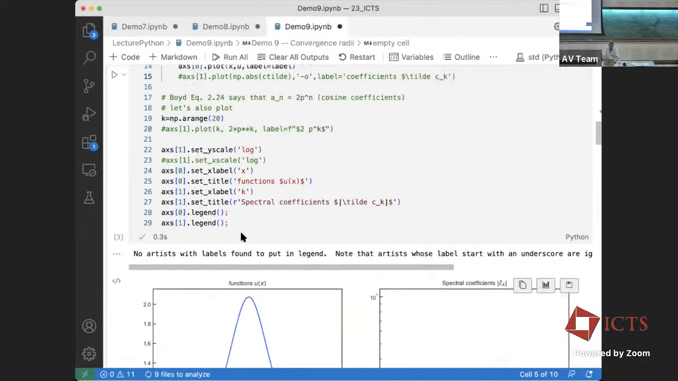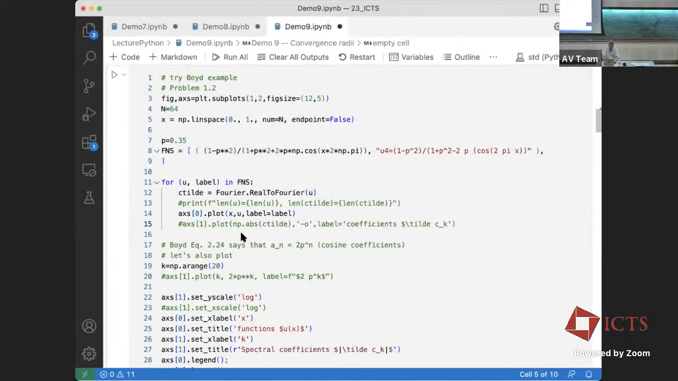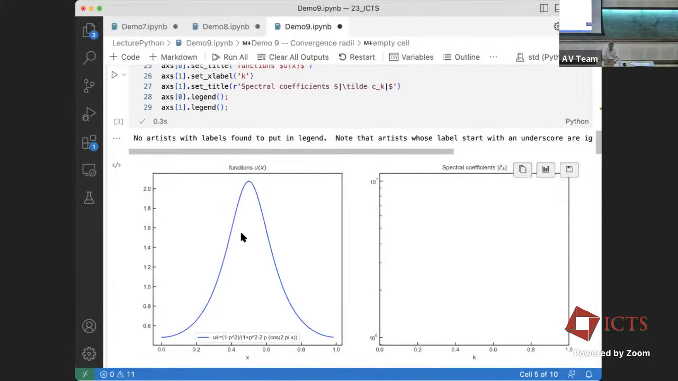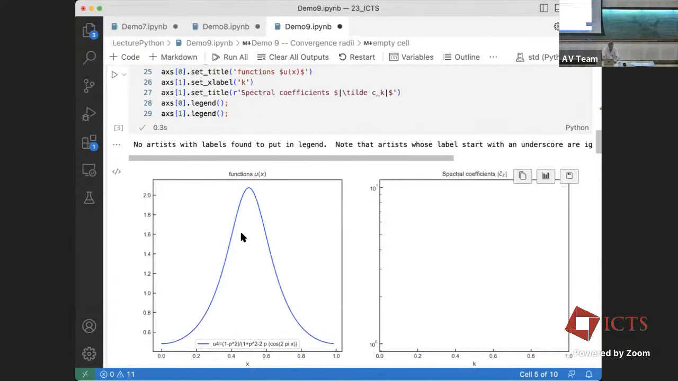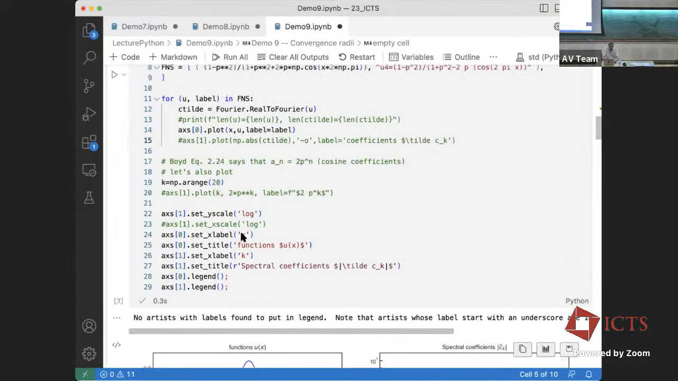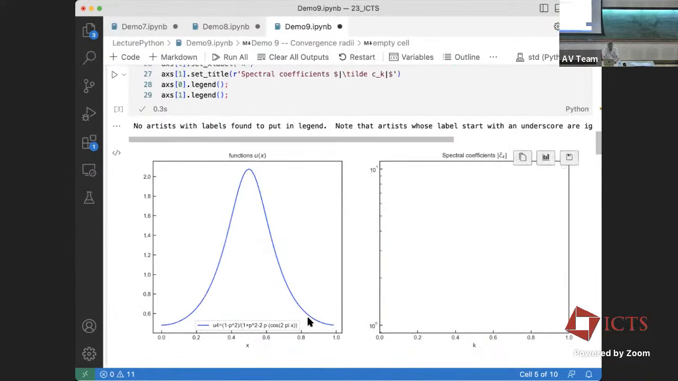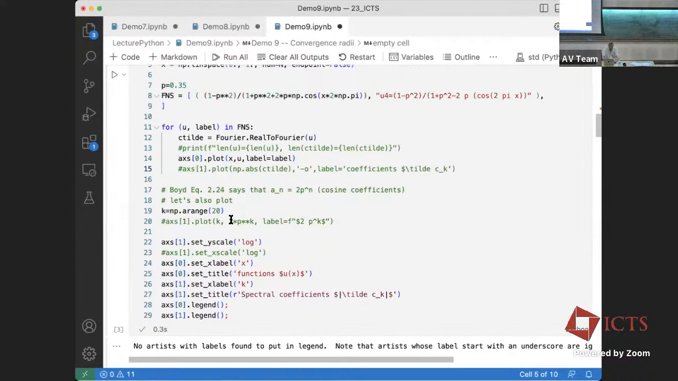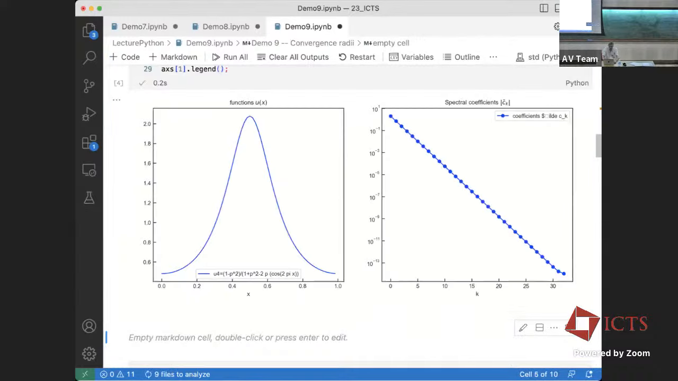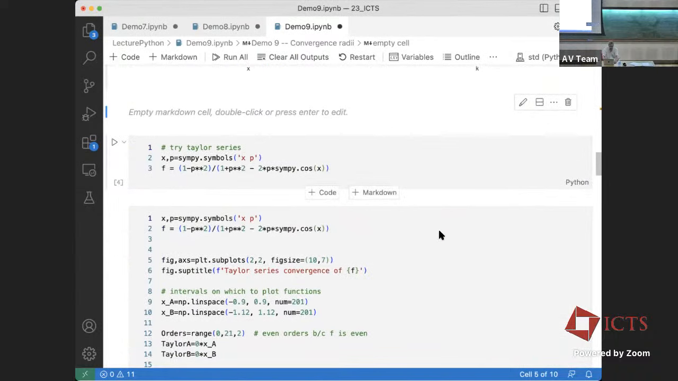where I now have put in a 2 pi for no good reason, but it doesn't really matter. I think I put the 2 pi in because Boyd has the version with the 2 pi. It basically looks like a Lorentzian. And if we put the spectral coefficients next to it, then the spectral coefficients nicely go exponentially down as they should. And so with a few Fourier cosine modes, you get tremendous precision.